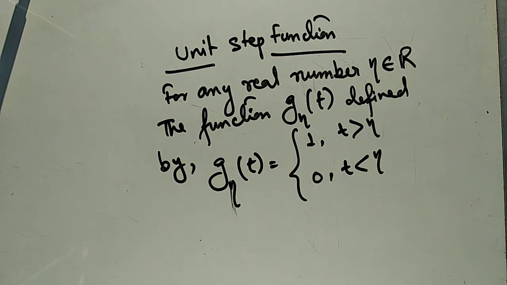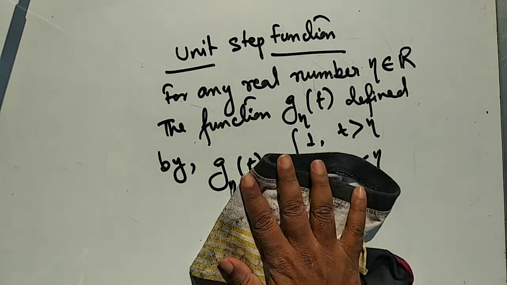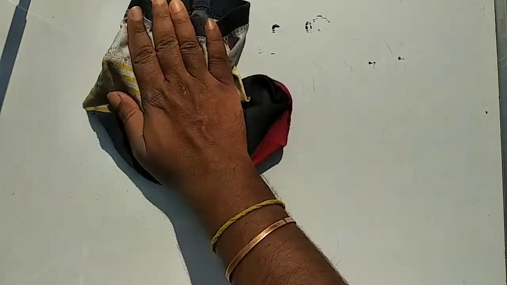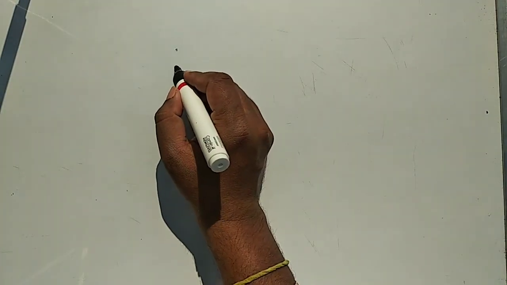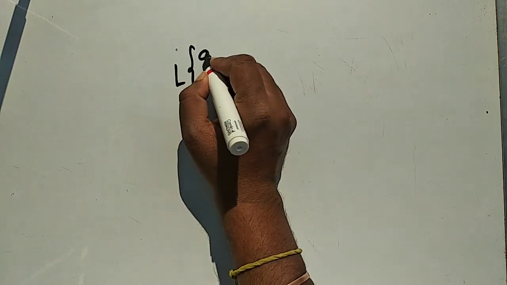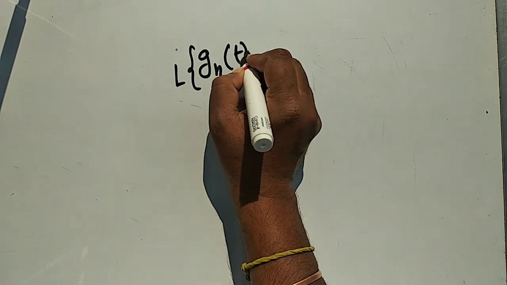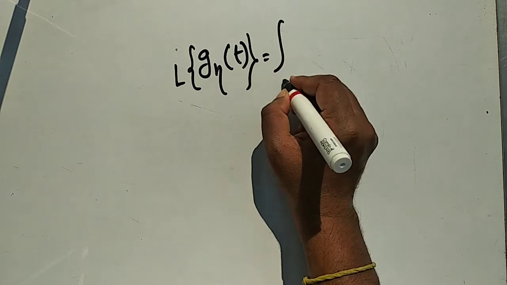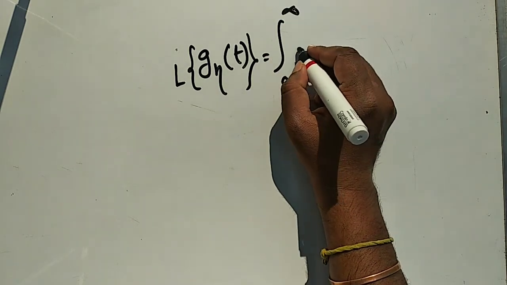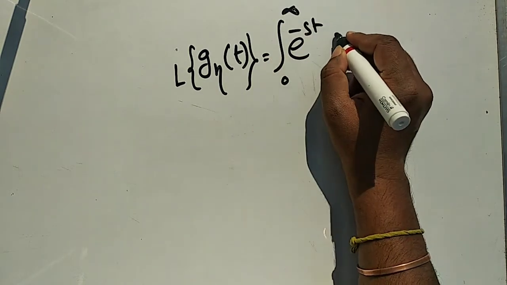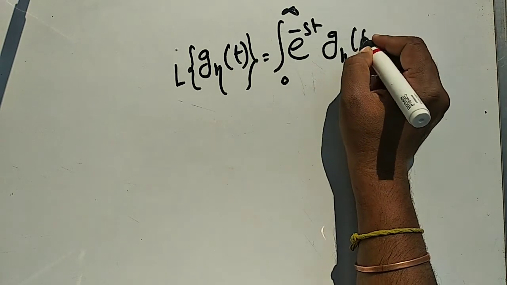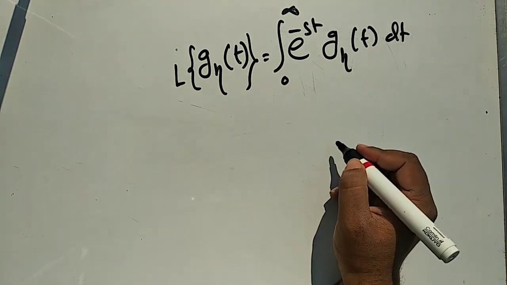Now if I try to find the Laplace transformation of this unit function, then what will be the Laplace transformation? Okay, let us find the Laplace transformation of this unit function. So let's begin. L of g eta t is nothing but integration of 0 to infinity e to the power minus st g eta t dt.